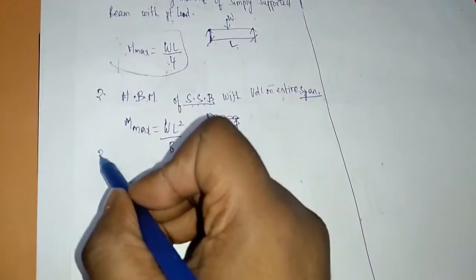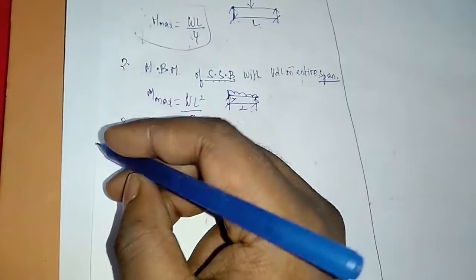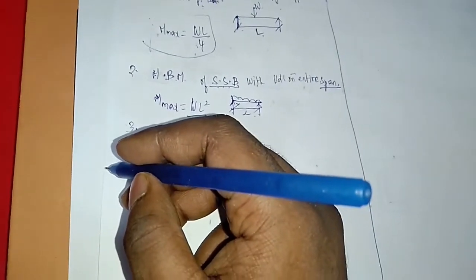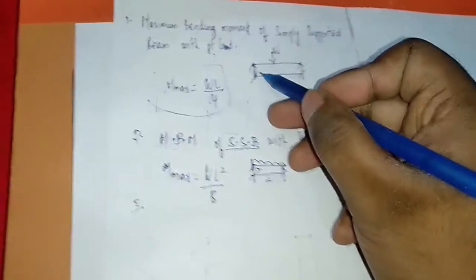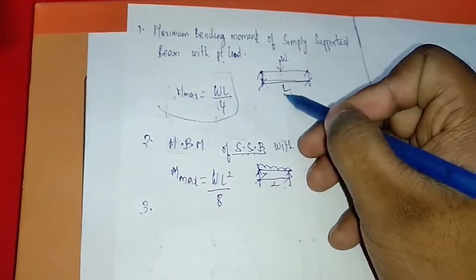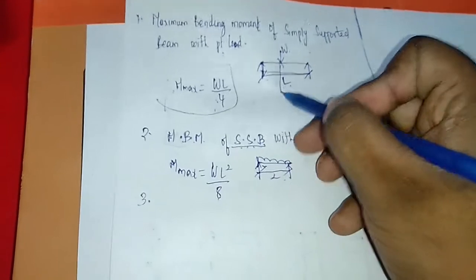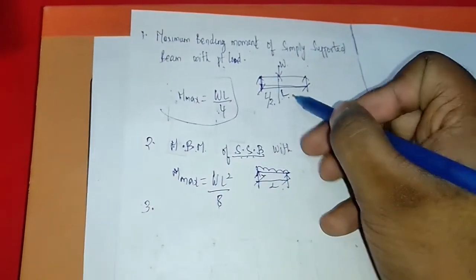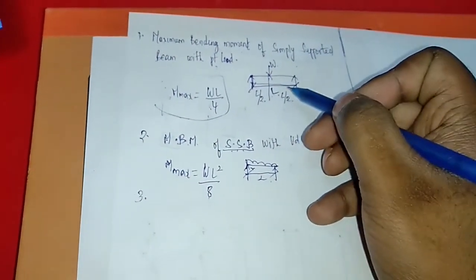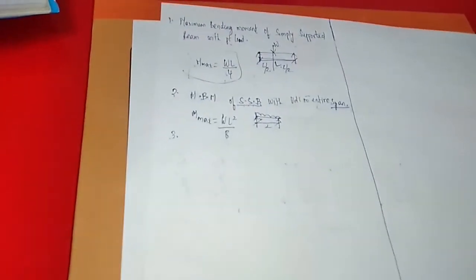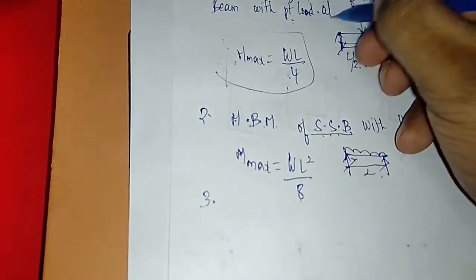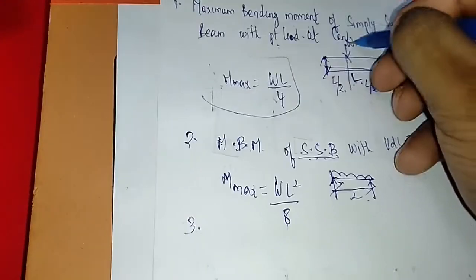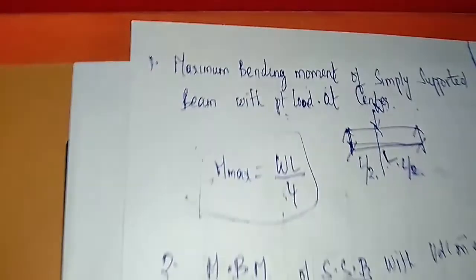Okay. Third case, maximum bending moment of a simply supported beam with point load not at center. So till now we have studied point load at center. If the span is L, the load is at L by 2. That is the maximum bending moment for point load at center.